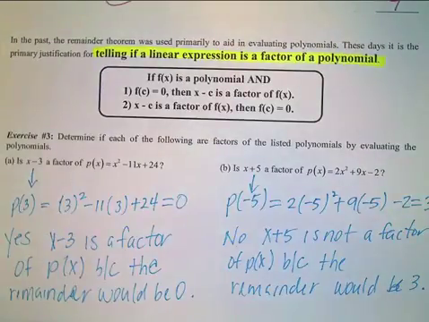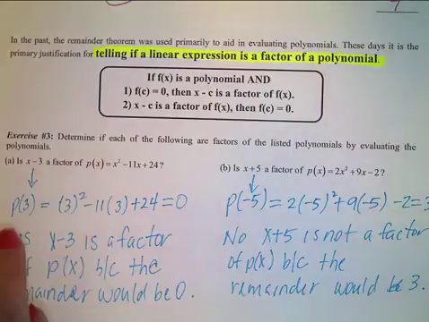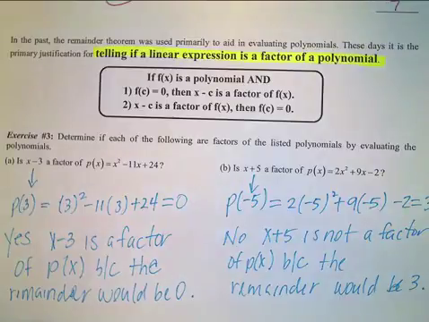So hopefully you got for part A an answer of 0. For part B, you got an answer of 3. So we know in part A, x minus 3 is a factor of p of x because the remainder would be 0. And in part B, no, x plus 5 is not a factor of p of x because the remainder would be 3. We did not have to do the long division or the synthetic division. We just had to use our fact of using f of c equals 0, so that means it is a factor, and if f of c doesn't equal 0, then it isn't a factor.